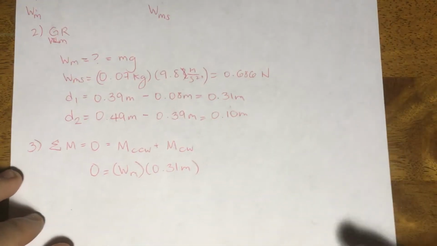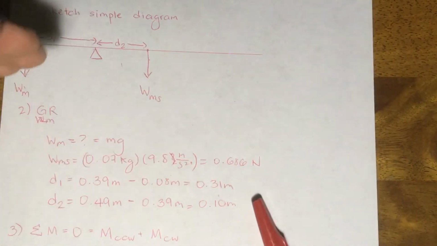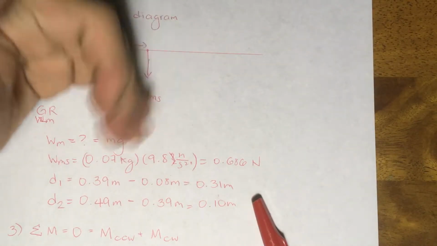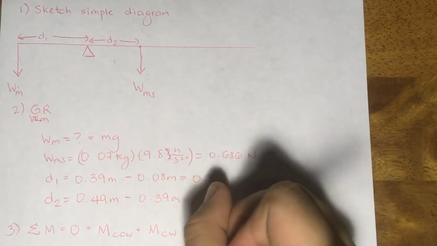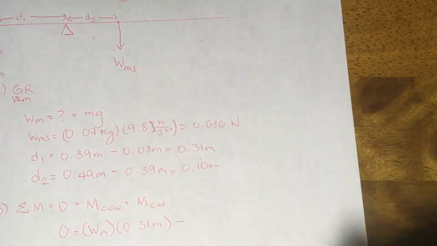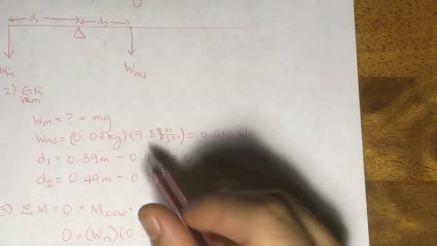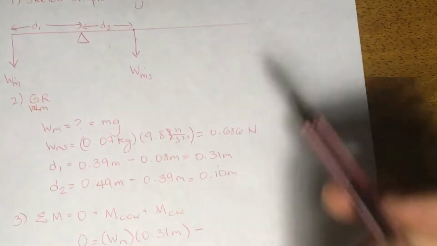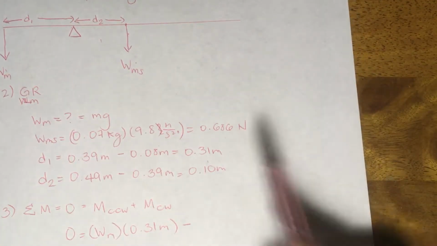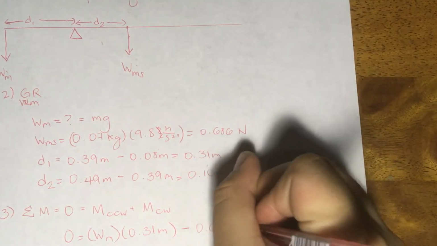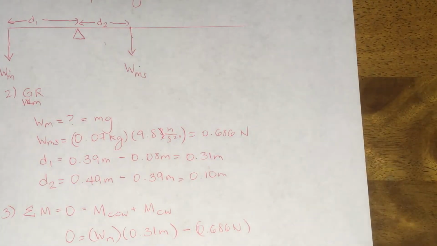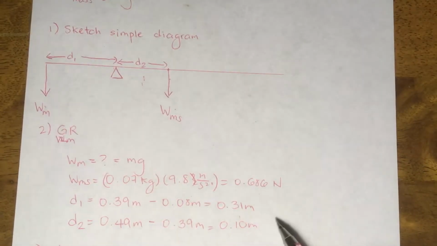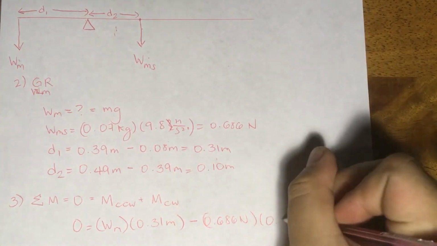Okay? Now, what is the clockwise moment? Again, go this way from the pivot point, force goes down, goes clockwise. So that's going to be negative because it's clockwise. What's the weight of the meter stick? The weight of the meter stick is equal to 0.686 newtons. And what is the distance number 2? Distance number 2 we've solved is equal to 0.1 meters.